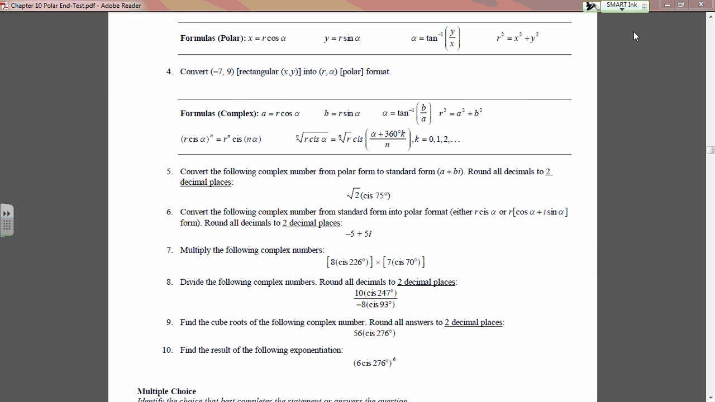Number 5, convert the following complex number from polar to standard form. So we want to take this and put it in a plus bi. Well, if you notice our formulas up here, a equals r cosine alpha and b equals r sine alpha. So a is going to be the square root of 2 cosine of 75 degrees, and b is going to equal the square root of 2 sine of 75 degrees. So now just punch that in the calculator.